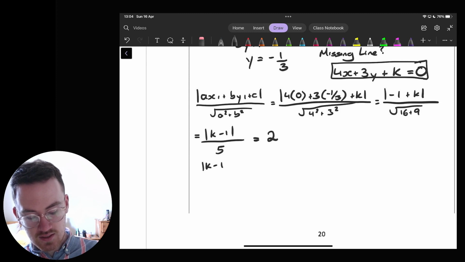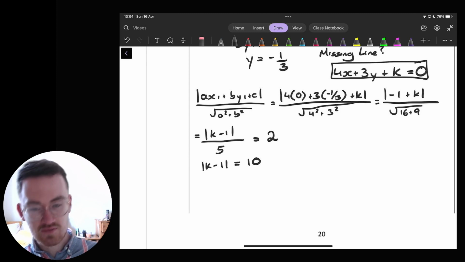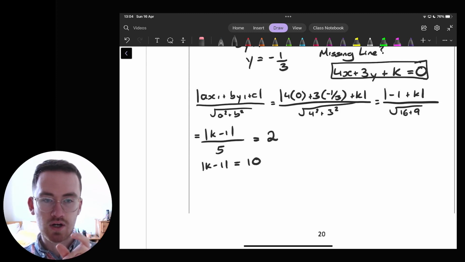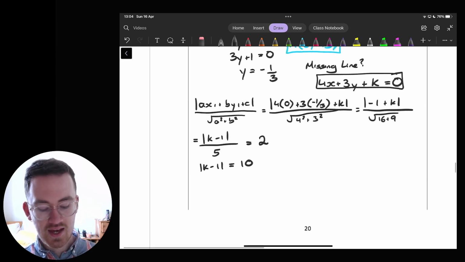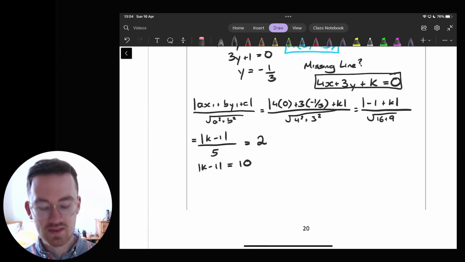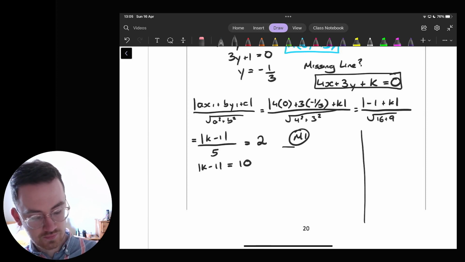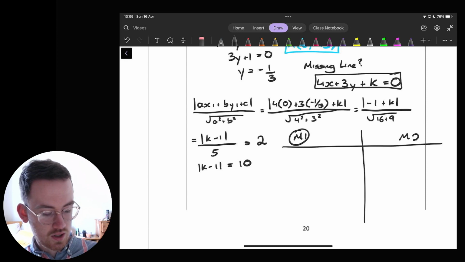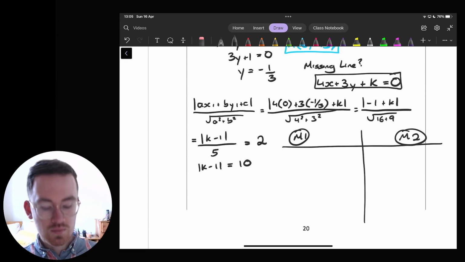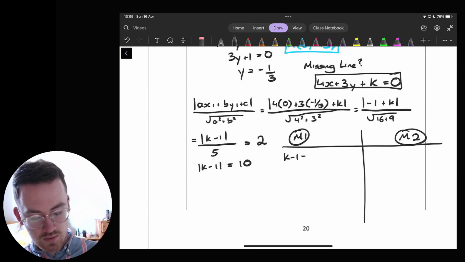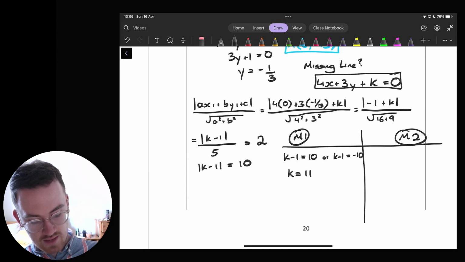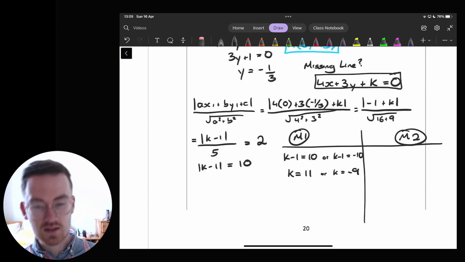So tidying this up a little bit more, we can multiply across by that 5, and we get that this k minus 1 part should be equal to 10. And this is an example again where we have two methods that we could do. If we go with method 1 first, I'll do both of them out because different people like different ones. We'll start with method 1, it's a bit easier. k minus 1 is equal to 10, or k minus 1 is equal to minus 10. That means that k is either equal to 11 or k is equal to minus 9.